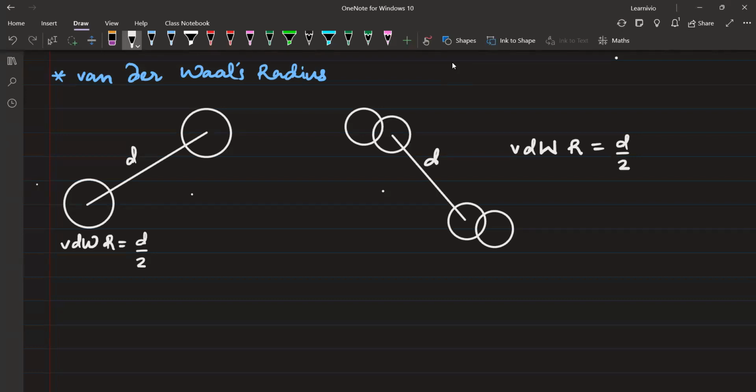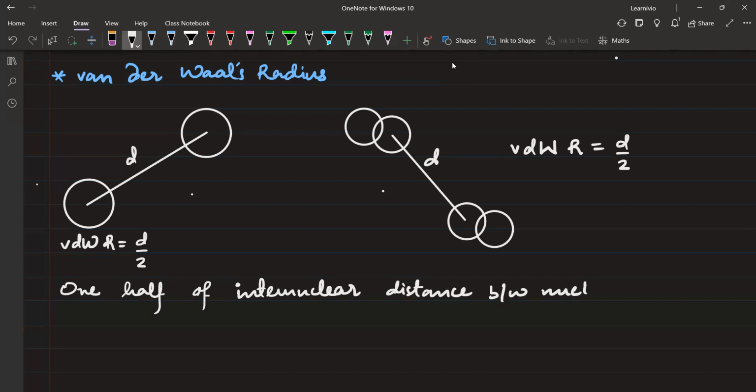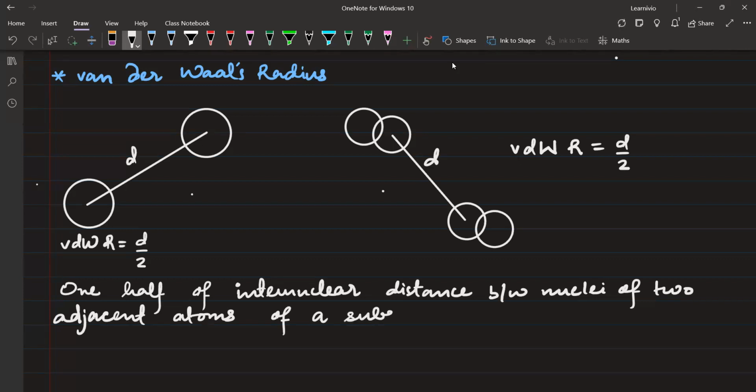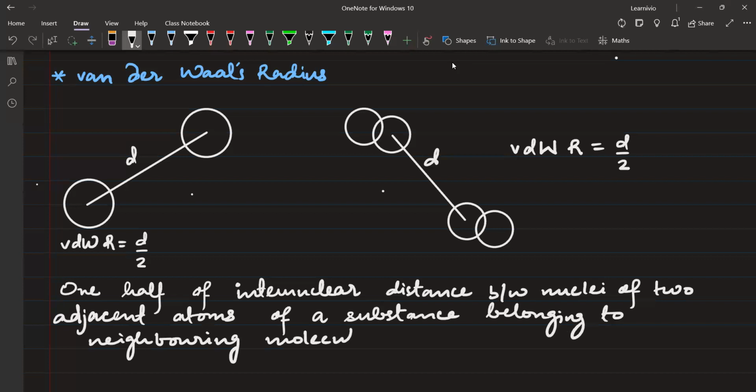Now, how does the definition go? The definition goes like this: 1/2 of internuclear distance between nuclei of two adjacent atoms of a substance belonging to neighboring molecules in solid state.